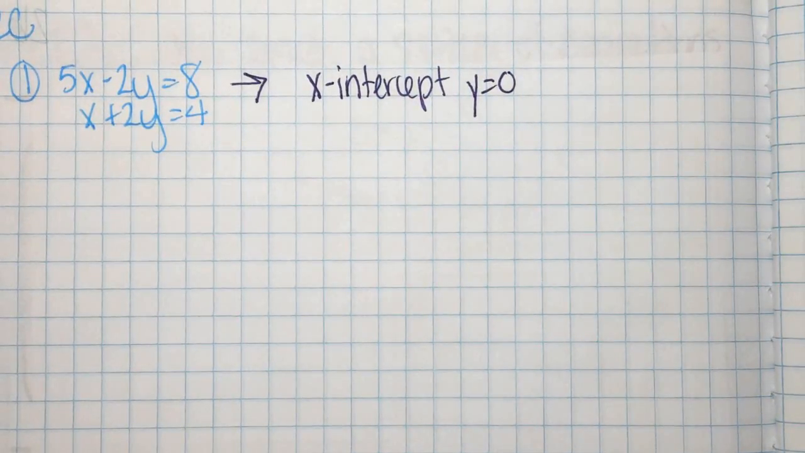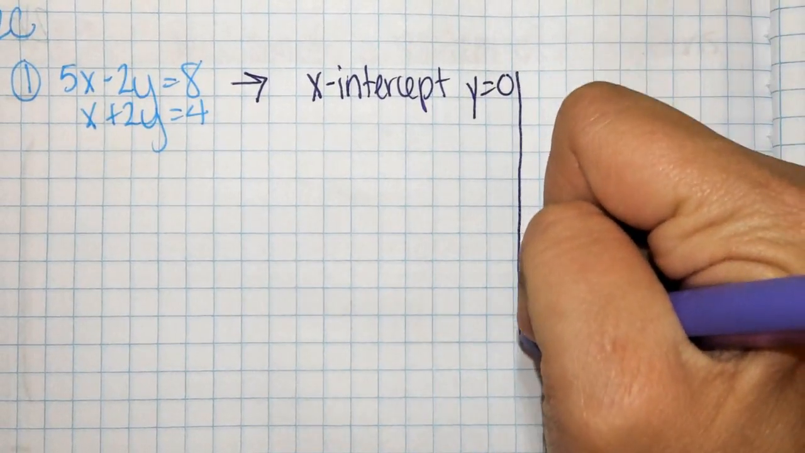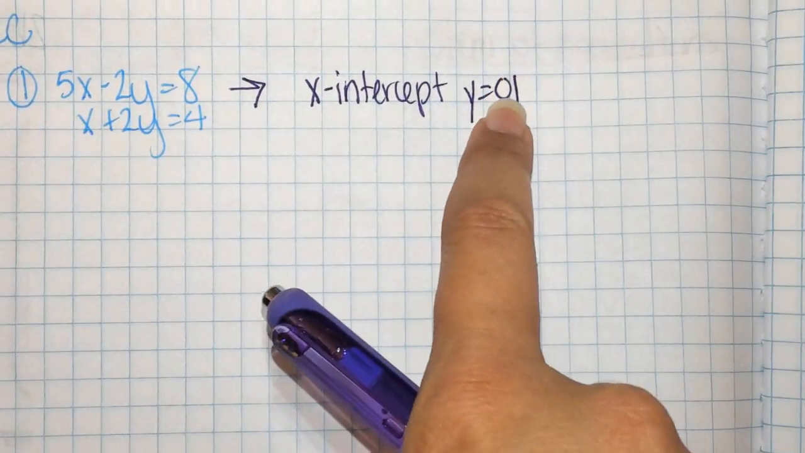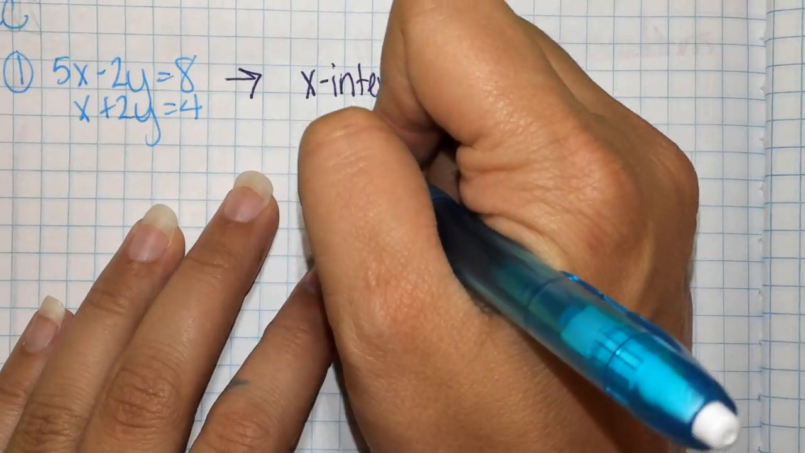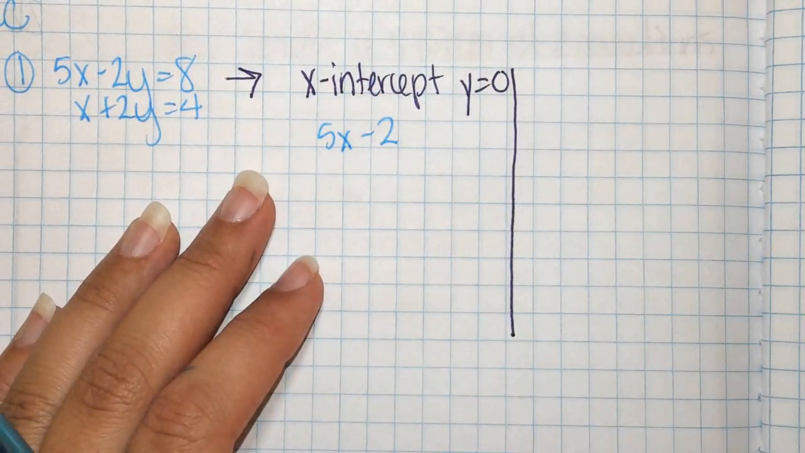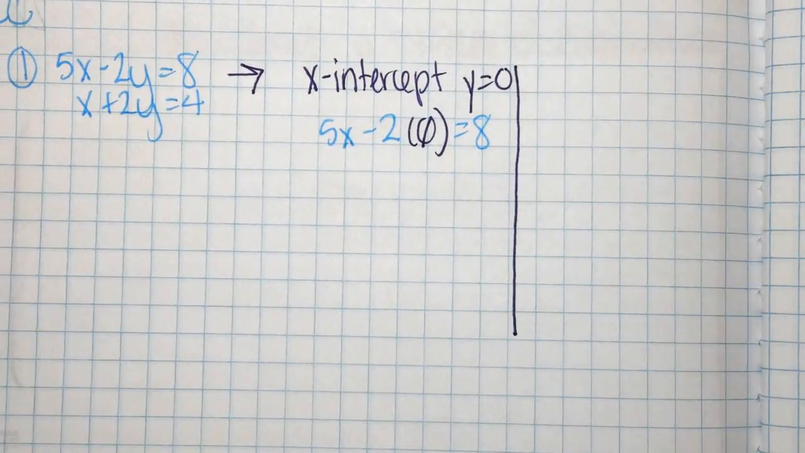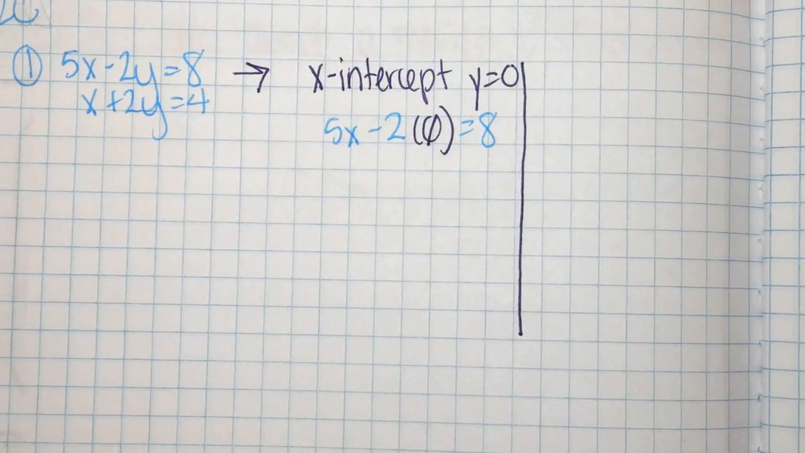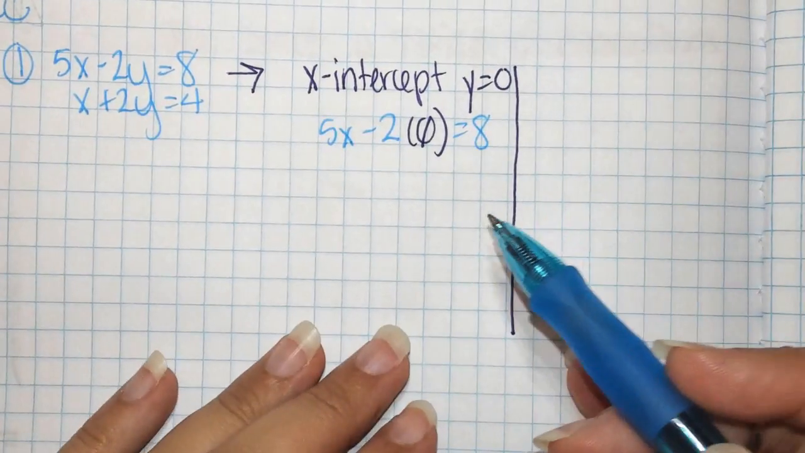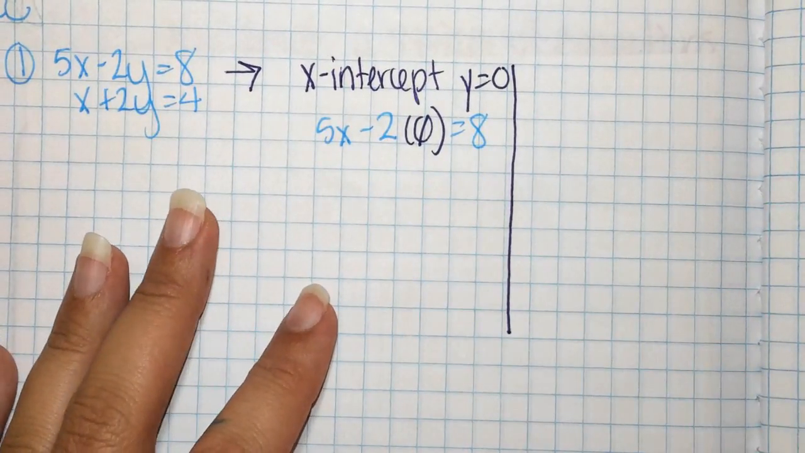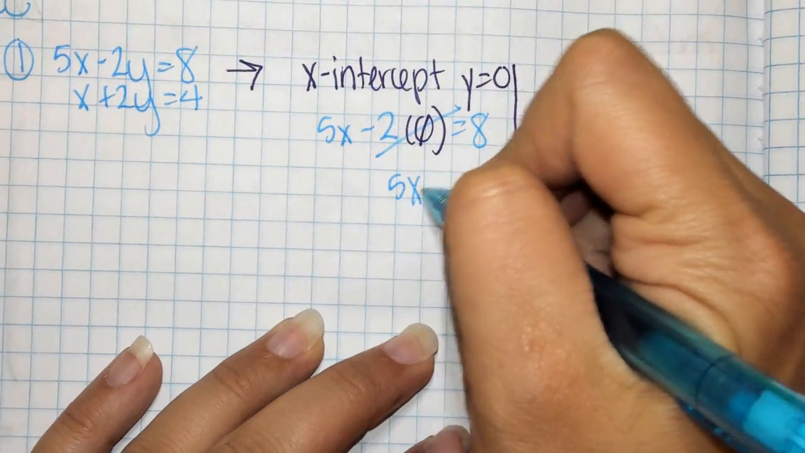Does anybody remember us doing this? We did it for like 2 weeks. Oh, yeah. So we take y, we take 0, and we plug it in right here. So we write 5x minus 2 times 0 equals 8. What's 2 times 0? So that cancels, and we're left with 5x equals 8.